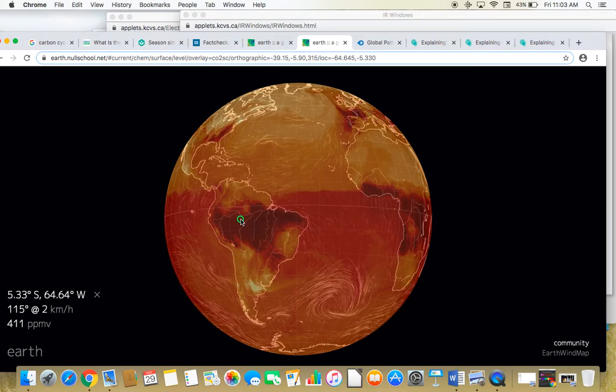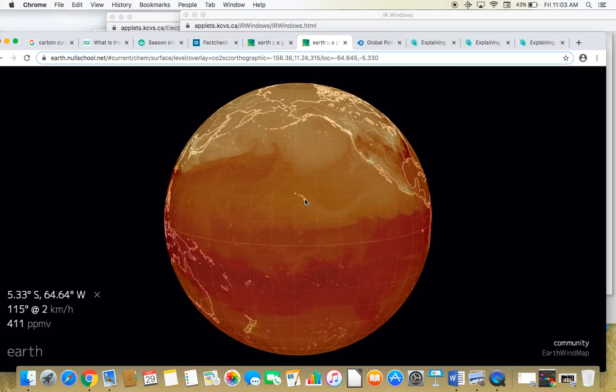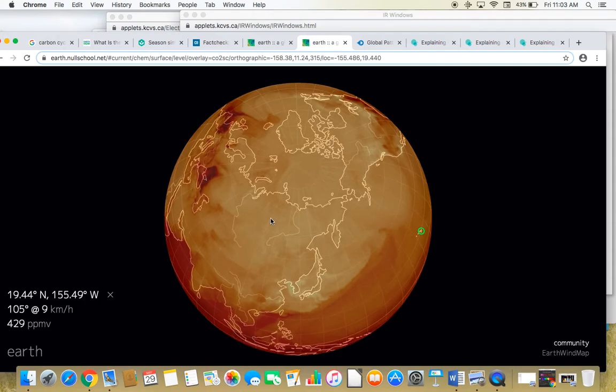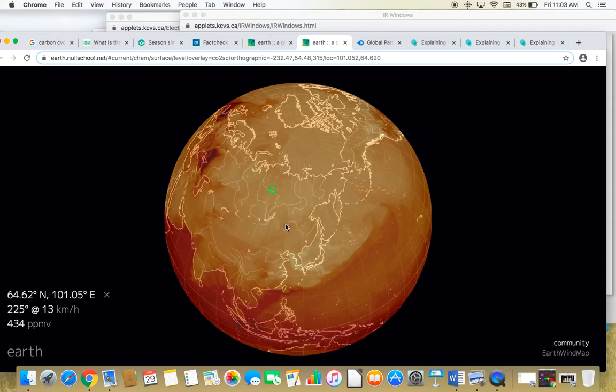Now it's virtually impossible to find anywhere on Earth where concentrations are below 400. At this point in time, they're going above 430. Let's see, 430 in Hawaii. And if we look right here, 434. What's going on? Why are the carbon dioxide concentrations so uneven?